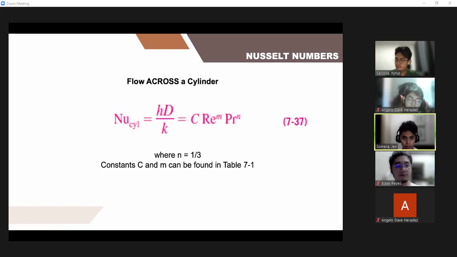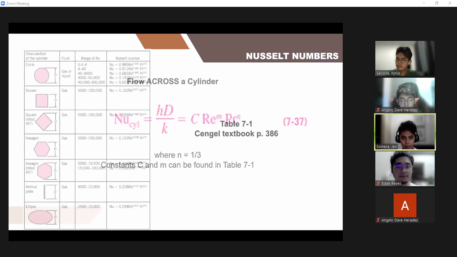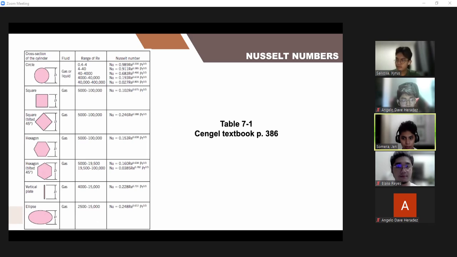In addition to this, a different equation is to be used if the flow is across the cylinder. This is expressed as follows, where n is equal to 1/3 and constants C and m are given in Table 7-1. This may be used alternatively, but with Equation 7-35 being more accurate, it is more preferred in calculations.